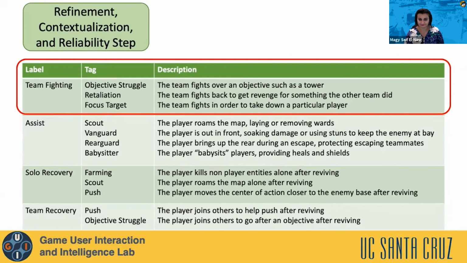So now when applying labels, each researcher would apply a label tag combination. So for example, team fighting objective struggle could be applied. And this helps capture not only what happened, but some of the context behind why it happened.